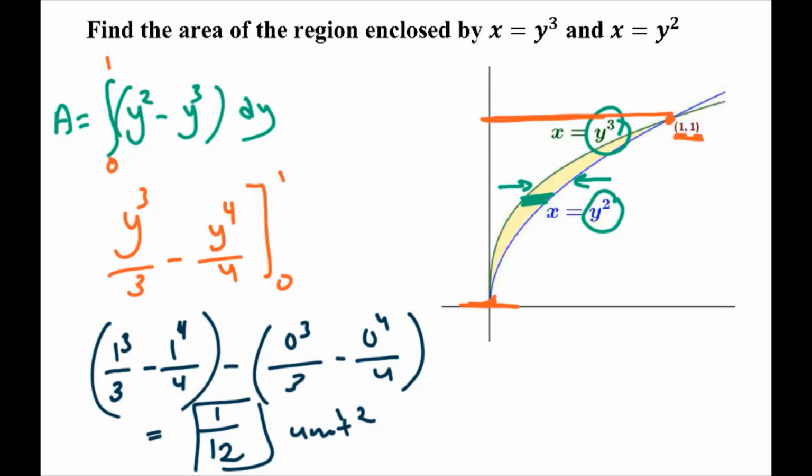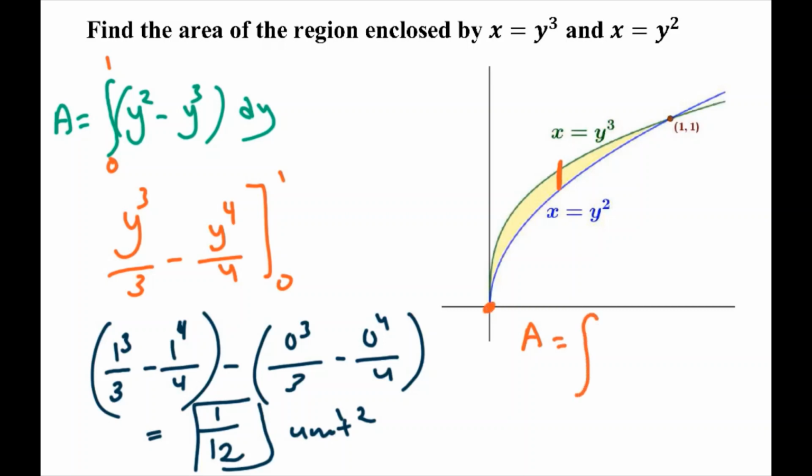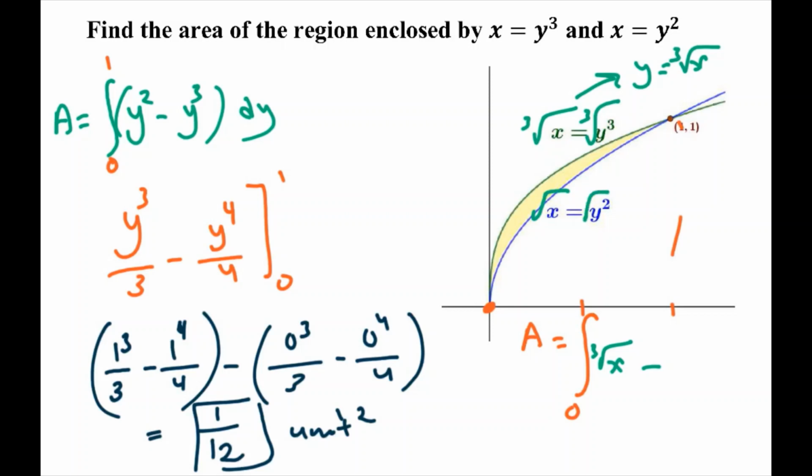Now, if you try to do it differently by going vertically and integrating with respect to x, you will go from 0 all the way to 1. And then which function goes up? The green, but we need it to be y equal. So I'm going to take the third root of both. This makes y equal the third root of x. So third root of x minus, and for this one, you take the square root of both, which makes y equal square root of x, so square root of x dx. And if you integrate it and substitute from 0 to 1, you will get 1 over 12 as well.